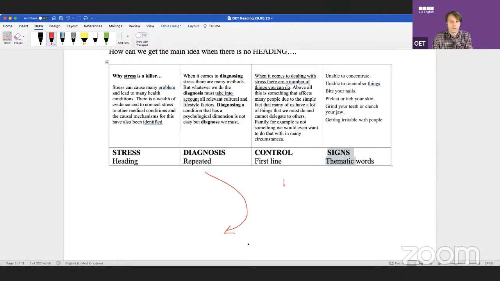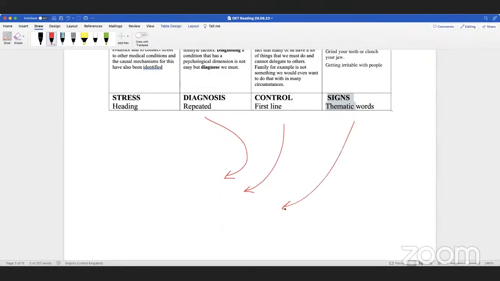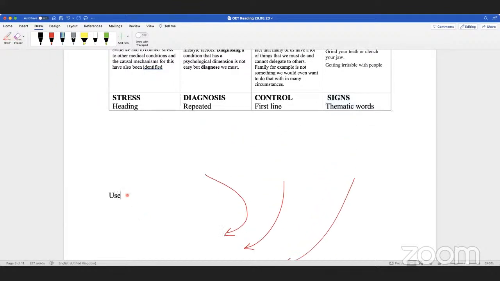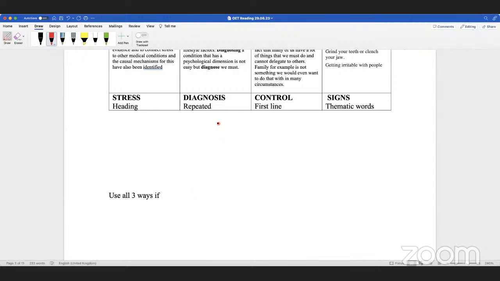How many should we use? Four, depending on the text. We're going to use all three. Guys, look, use all three ways. It makes sense if there's no heading, right?